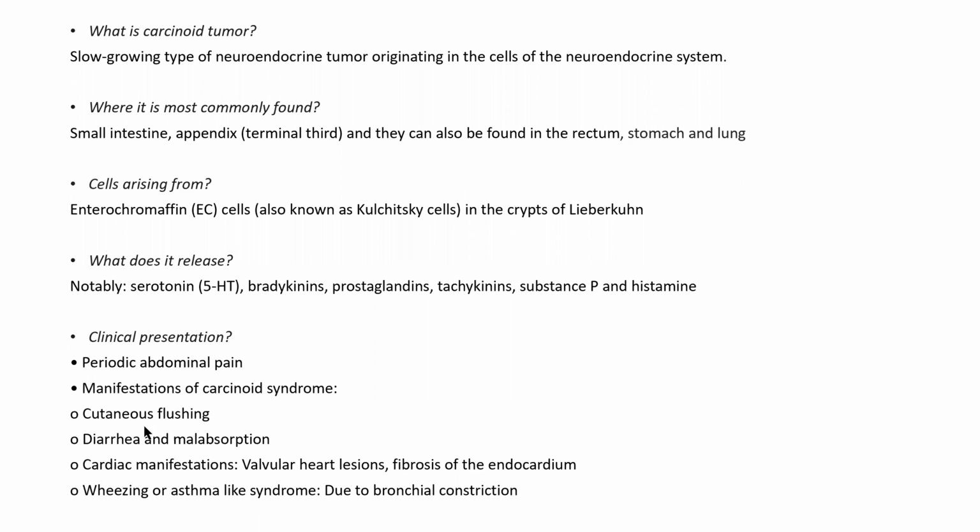So simply, periodic abdominal pain or a syndrome. The tumor itself can give occasional abdominal pain, but the syndrome has cutaneous flushing, diarrhea, malabsorption, and what is called cardiac carcinoid syndrome, which is most commonly right-sided, especially the tricuspid valve with fibrosis of the endocardium, or pulmonary manifestations like wheezes or asthma-like syndrome due to bronchoconstriction by the 5-hydroxytryptamine and other substances.